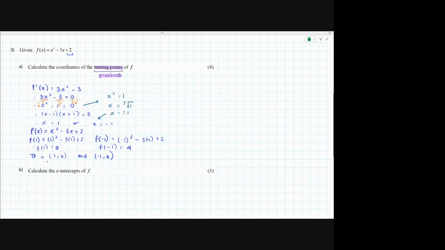Can anyone tell me what it means when we have a turning point that has a y coordinate of 0? So here this turning point is at (1, 0). What does that mean about my graph?